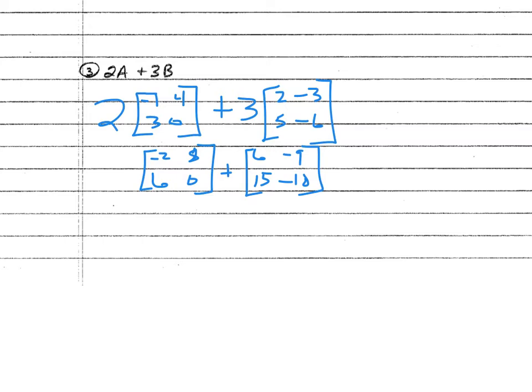And now I'm simply going to add, because these two matrices are 2 by 2s, I'm going to add similar spots. And I'm going to end up with negative 2 and positive 6 is 4. 8 and negative 9 is negative 1. 6 and 15 is 21. And 12 and negative 18 is negative 6. Okay, so you can use scalar multiplication with addition or with subtraction as well.